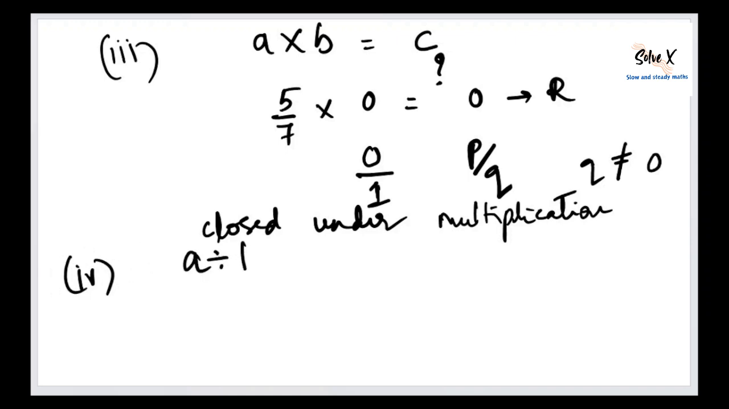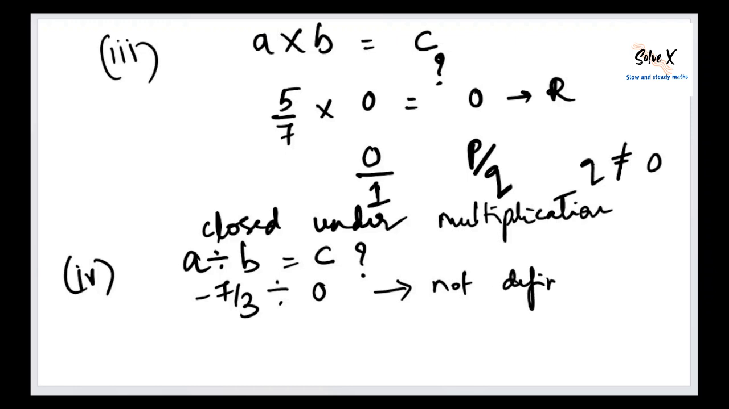Okay. So what about division? A divided by B is equal to C. A is a rational number, B is a rational number, C we have to check. I'll take the example of minus 7 by 3 divided by 0. Any number divided by 0 is not defined. So it is not closed under division.